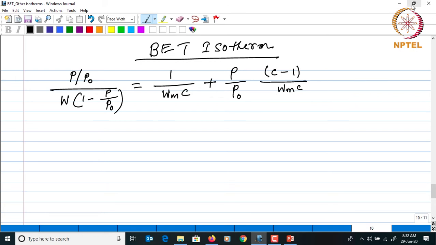Where P is the partial pressure of the gas, W is the amount of gas adsorbed at pressure P, P naught is the saturation pressure of the gas, and Wm is the amount of gas adsorbed corresponding to formation of a monolayer, and this is also known as the monolayer capacity.